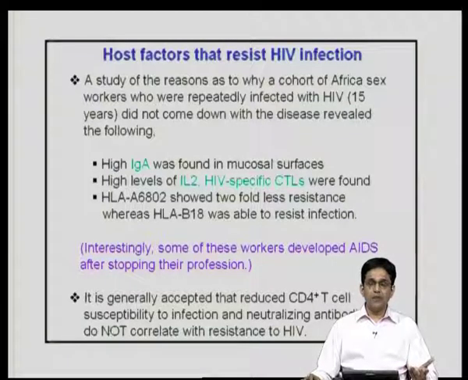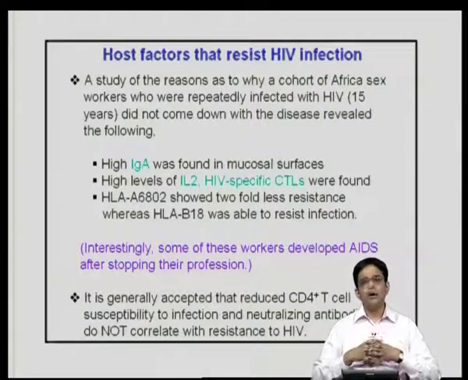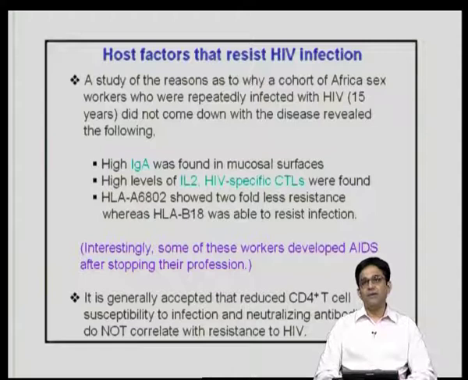HLA-A6-802 showed twofold resistance, whereas HLA-B18 was able to resist infection. Okay. So, perhaps it was a combination of these factors: the MHC, the ability to generate CTLs, and the ability to generate good mucosal immunity because of high titers of IgA, that together gave them immunity.